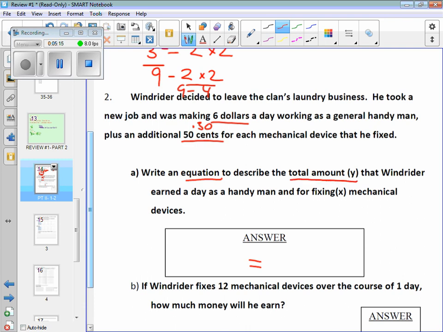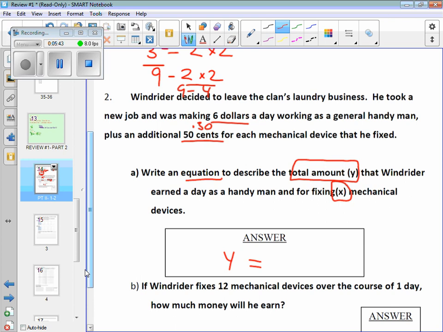And I need a total amount y and an x to be placed somewhere. If they give you two variables, they have to be on the opposite side of the equal sign. And since we're trying to find total amount, I'm going to put it here. You could put it on the other side and still be okay, but now everything else is going to go to the right of the equal sign.